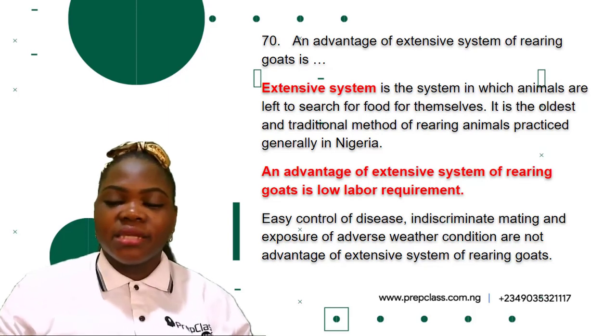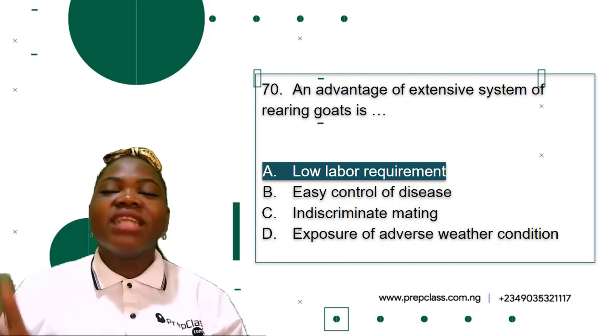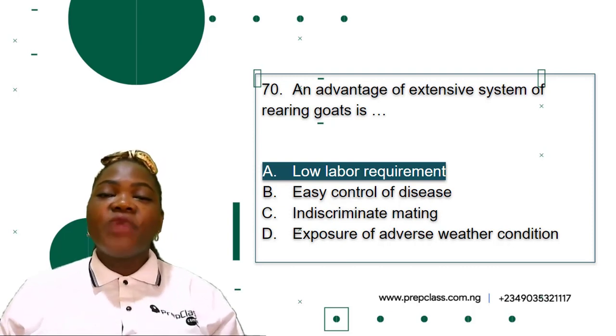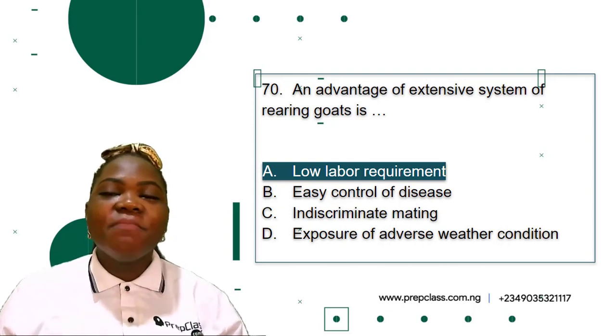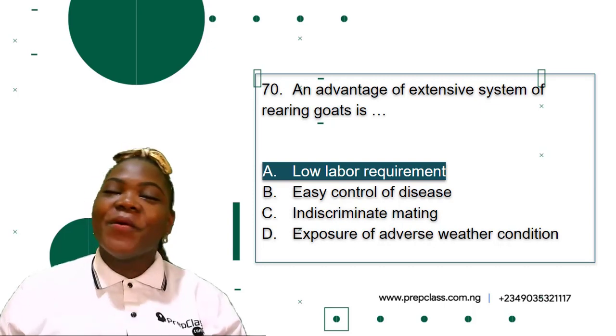So that means the correct option here is option A, low labor requirement. An advantage of extensive system of rearing goats is low labor requirement. So the correct option here is option A, low labor requirement.